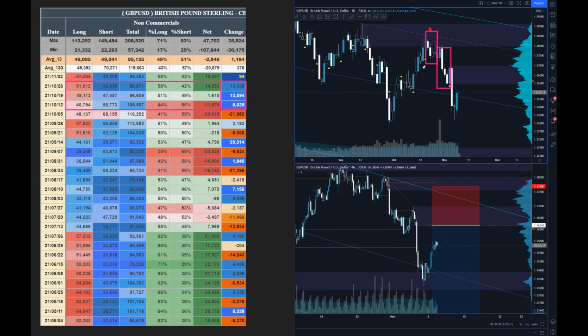Okay, so here they reported the change 13k. Then the previous week they reported another 13k change, and then another 8k. But here they actually dropped minus 21k, right? So what's actually happening in here?